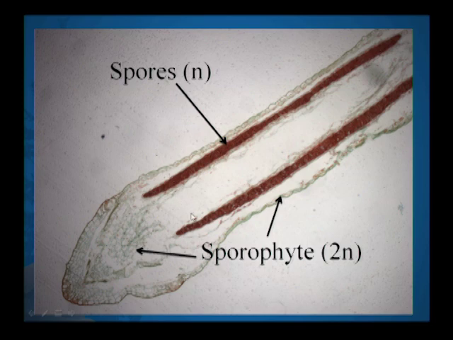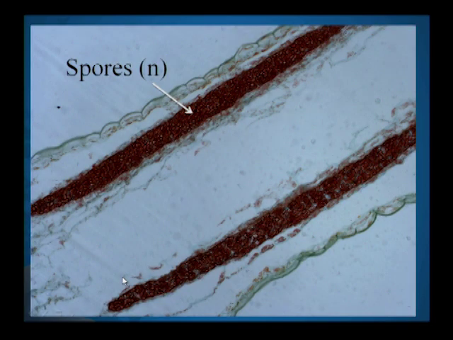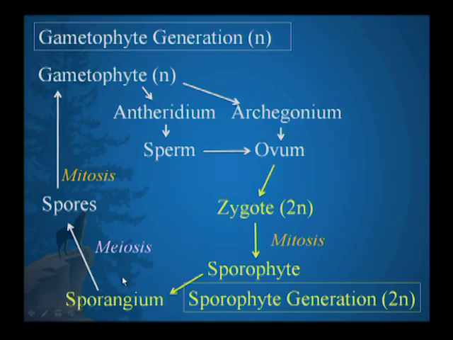Then the tip of this capsule will break off. The spores are released. So again, there's the sporangia with the spores inside, and then the spores are released, and we get back to where we started. If conditions are favorable, the spores will grow into new gametophytes. We tend to find mosses in fairly wet habitats. We find mosses throughout the Yellowstone ecosystem.